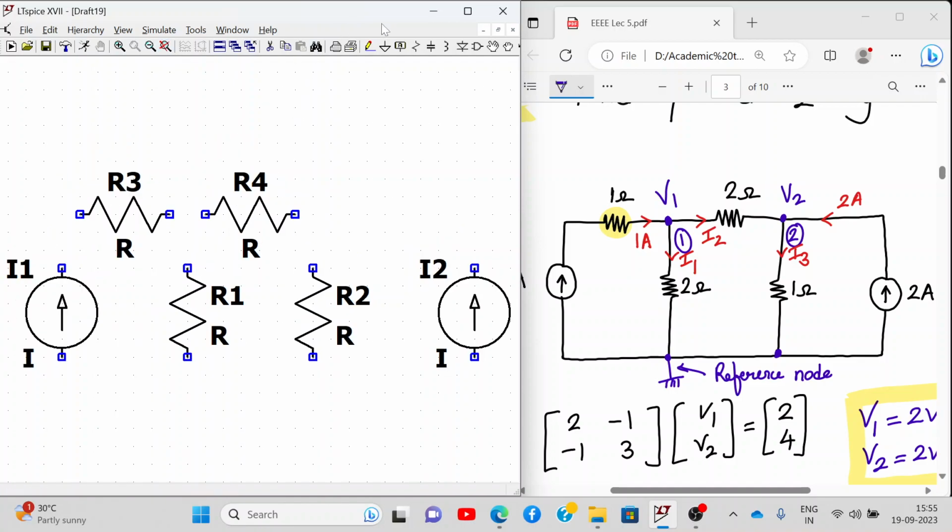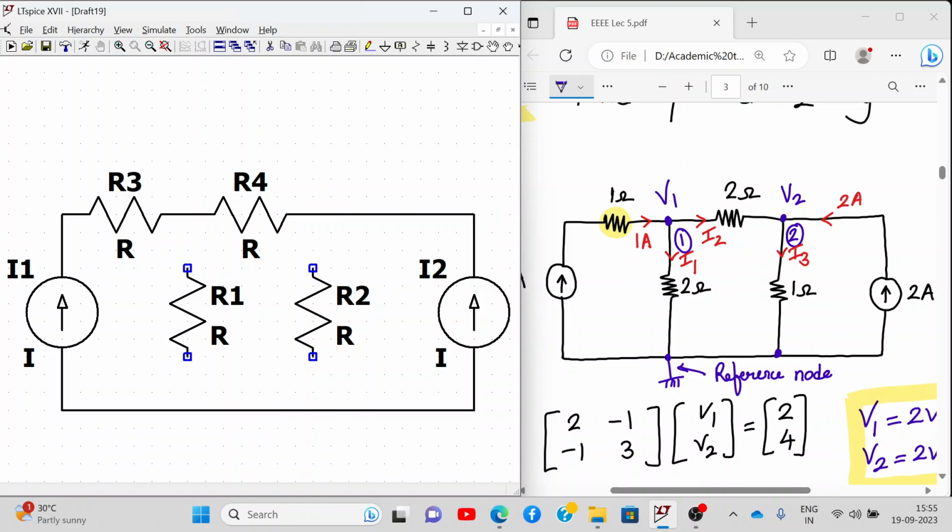We need to just connect them together with the wire. So here is my wire, and I'll join everything as per the given circuit diagram. So already the nodes have come automatically. So this is node 1, node 2, and my ground node, I need to connect the ground also. So here it is. Do not forget to connect the ground.